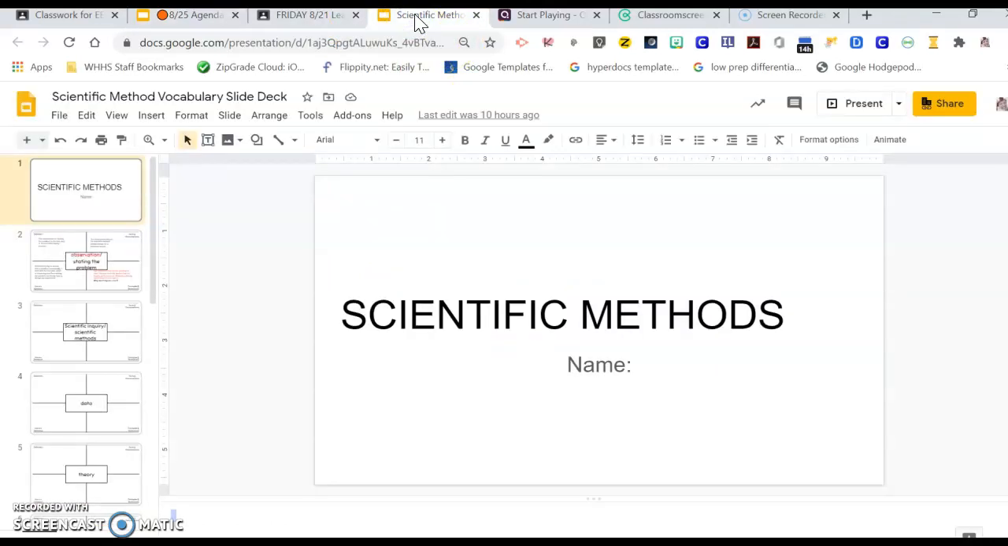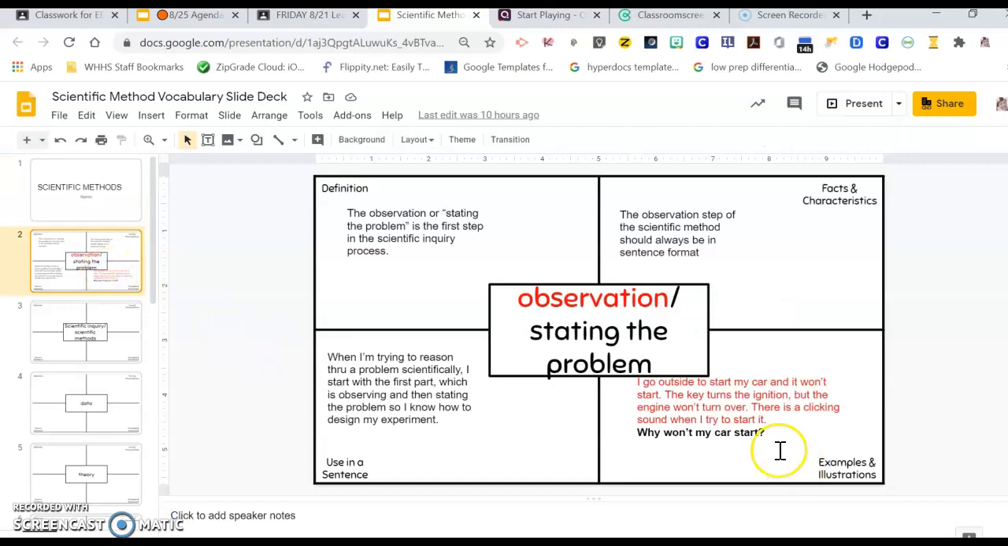Your vocabulary is an interactive slide presentation. It's called a vocabulary deck, slide deck. This is your Frayer model that you're going to use for each one of these. I've done the first one for you. So your observation, which is also stating the problem, is in your Frayer map. The definition is one that I came up with.